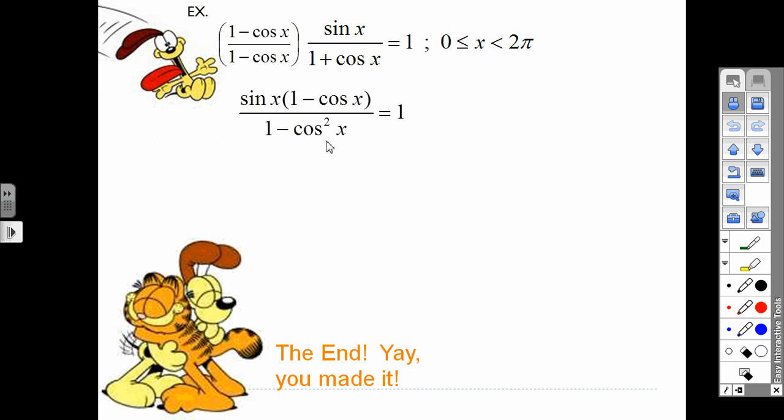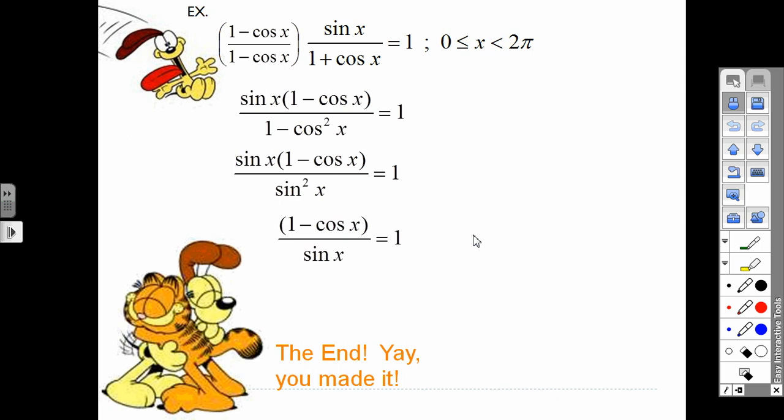And what we can do with that is we can replace that with sine squared, since that's our Pythagorean identity. And then sine and sine squared can cancel, and we're left with this. Now, hopefully, you guys are looking at this and saying, hey, that looks like the half angle identity for tangent, right? So I could say this is actually the tangent of x over 2 is equal to 1. Now, trying to figure out what x values that's going to give you could be a little difficult when this is actually x over 2.